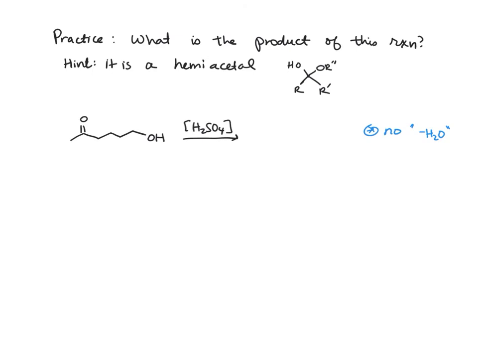Here's another practice. What is the reactant of this reaction? And let me give you a hint. The product is a hemiacetal. And remember what a hemiacetal is: something where you have an OH group and an OR group connected to a carbon with 2 R groups. So again, pause your browser and see if you can find the reactant to this intramolecular reaction.